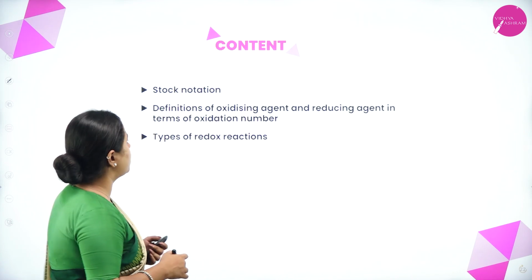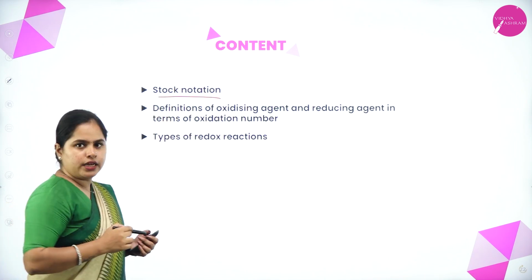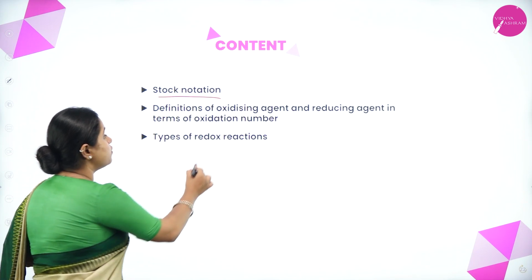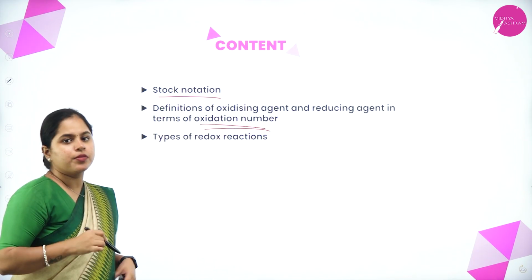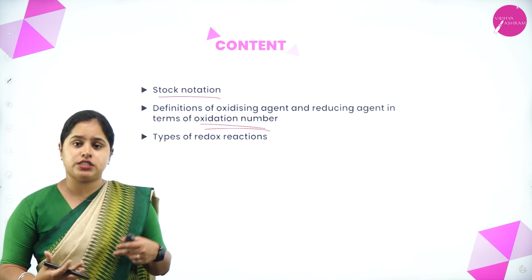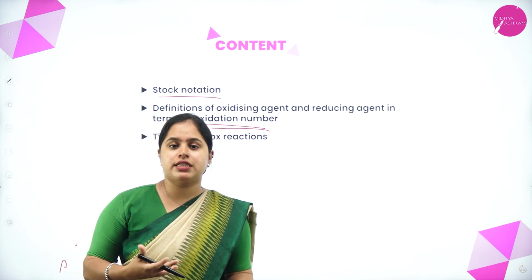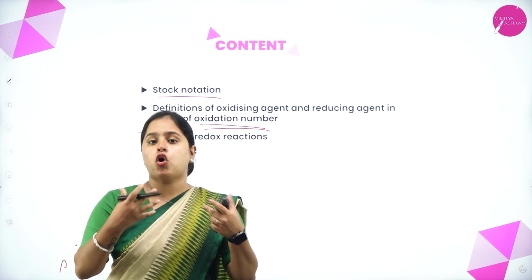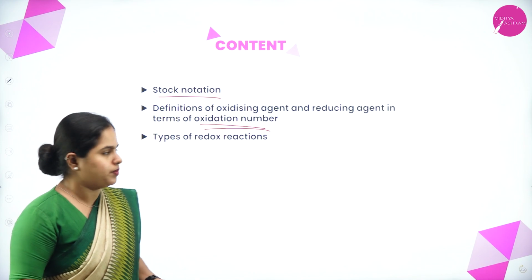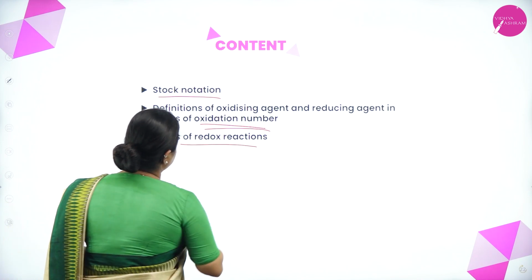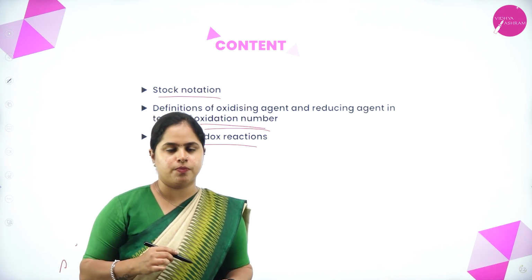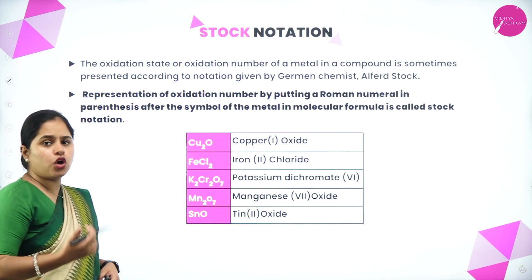So in today's session, we are going to study Stock notation, and then definitions of oxidizing agent and reducing agent in terms of oxidation number. In terms of oxidation number, we are going to identify which substance is undergoing oxidation or reduction, and which is the oxidizing agent and reducing agent. And then we are going to discuss the 4 different types of redox reactions in this session. So let's begin with the first one, that is Stock notation.